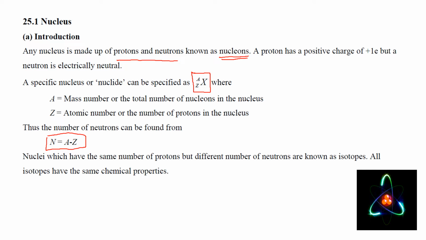Nuclei which have the same number of protons but different numbers of neutrons are known as isotopes. We are already familiar with the term isotope. All isotopes have the same chemical properties.